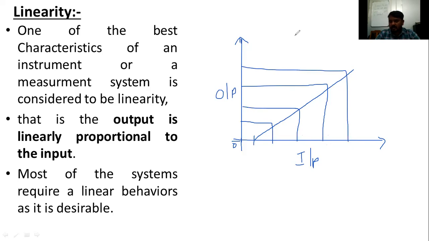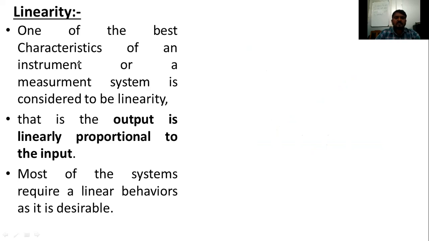Yes, sir. Linearity is clear. One of the best characteristics of an instrument or a measuring system is linearity. That is, the output is linearly proportional to the input, or the input is linearly proportional to the output, whatever it may be. That is called linearity. Most systems require linear behavior, as it is desirable.